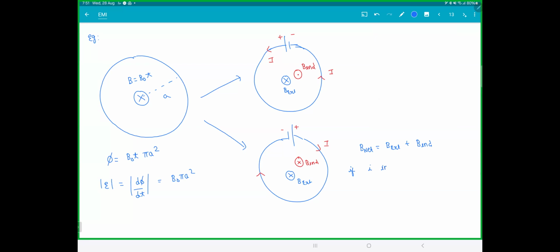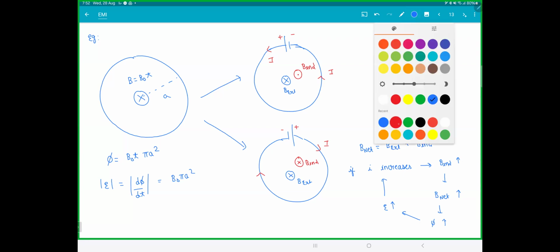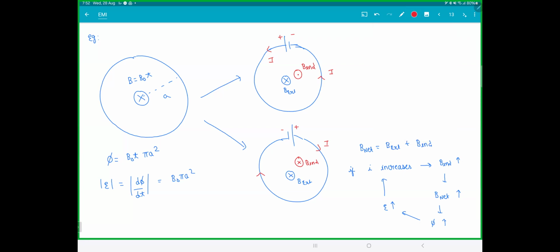Therefore, this will increase the B induced. If B induced increases, then B net increases. If B net increases, then flux increases. If flux increases, EMF increases. If EMF increases, current increases. Can you see what happened? This is called a positive feedback loop. Such things are called positive feedback loops, and eventually the current will go up to infinity.